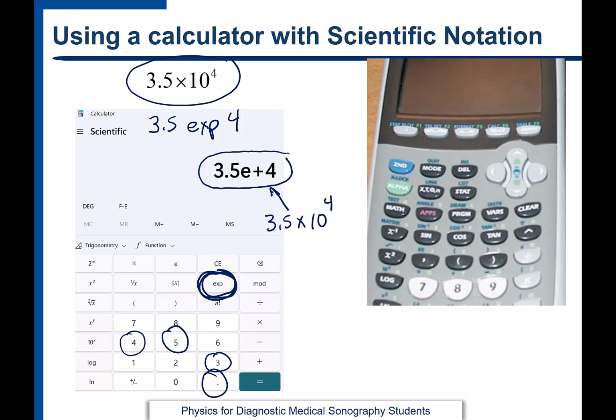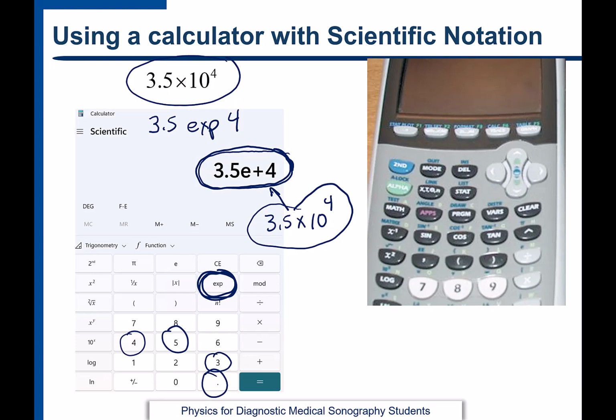Some calculators will actually display it with that 10 in there, but the Windows calculator doesn't. It uses an E here, which is a little bit confusing. So just know that when you see this notation, for example, if your calculator gives you that answer, what you'd want to write down on the paper is 3.5 times 10 to the fourth, because that's how we humans write it.